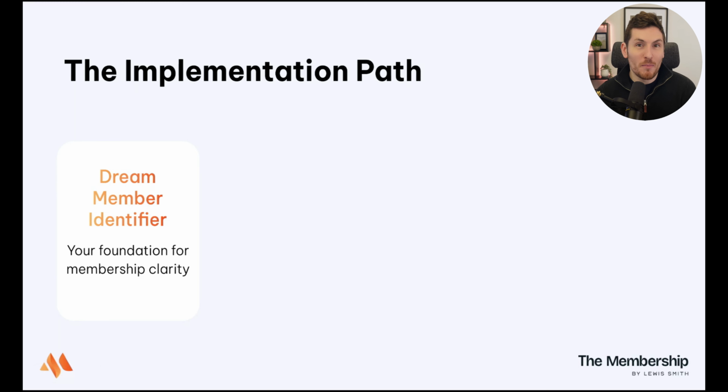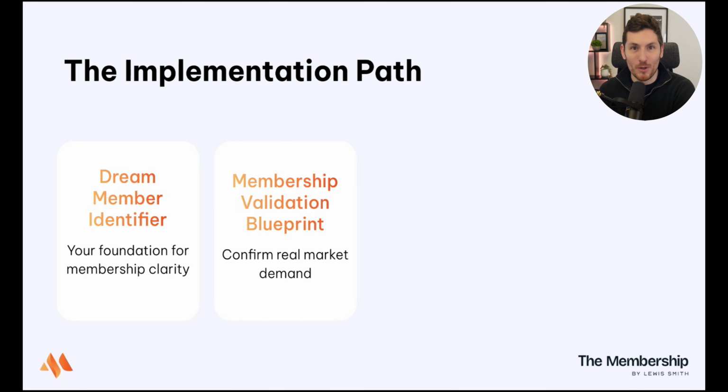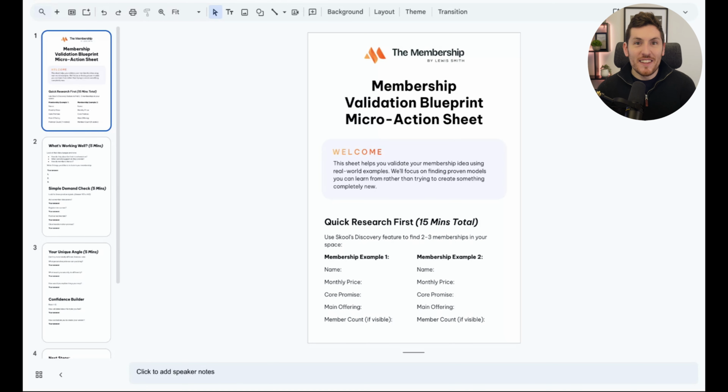Once you've completed the Dream Member Identifier worksheet, next comes the Membership Validation Blueprint. We've decided who we want our dream members to be, hypothetically. Now we actually have to confirm that there's real demand for our membership idea. So I'll show you that worksheet now. This is the Membership Validation Blueprint, and this is where we'll confirm that demand actually exists for your membership before you go and invest loads of time and money in creating anything.